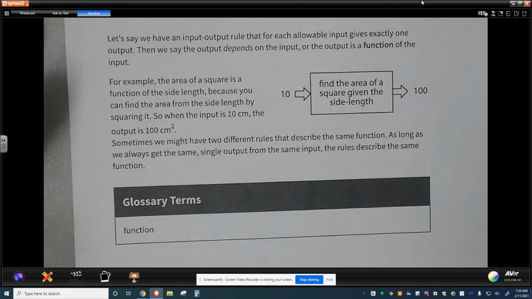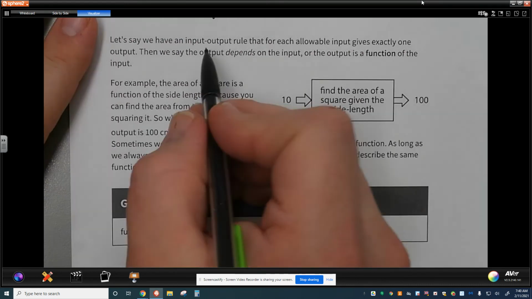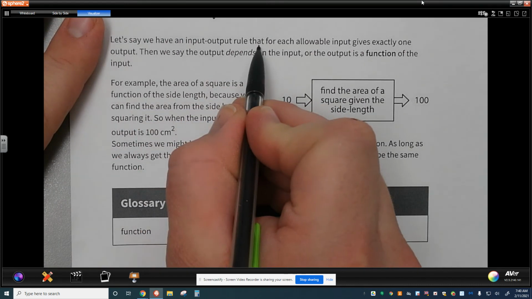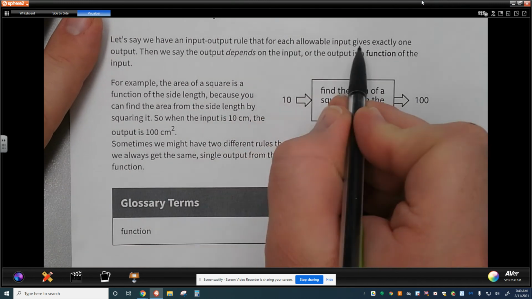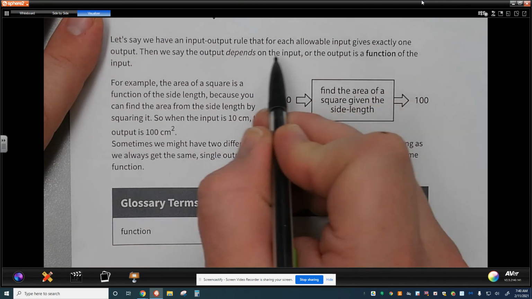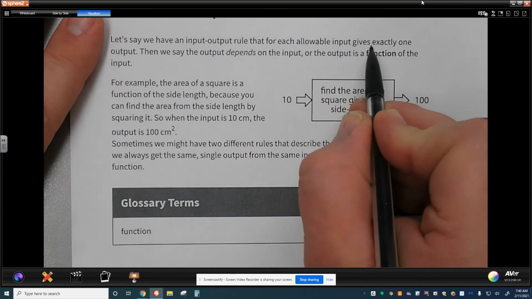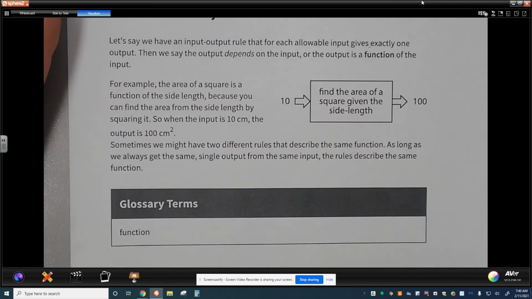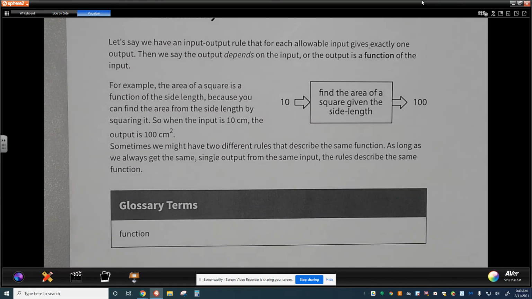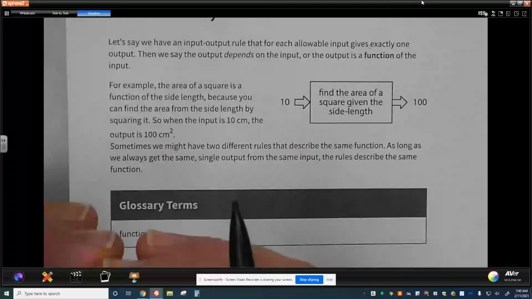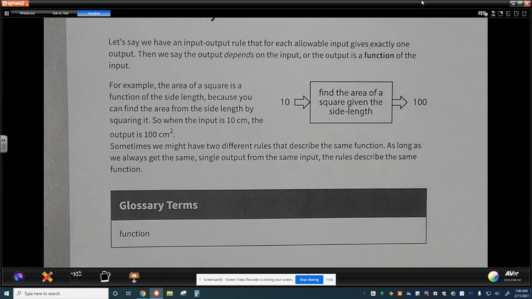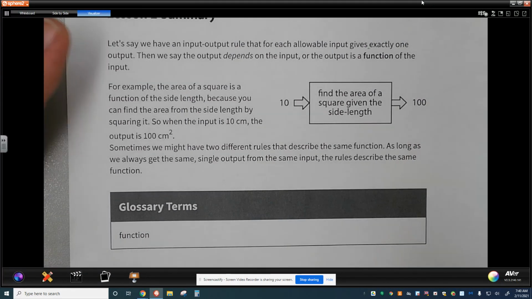Whew. Okay, that was a lot to give you. It still leaves functions a little bit ambiguous. We're going to see some more information about functions in the next lesson. But for right now, what we need to know is that if we have an input-output rule, each allowable input gives exactly one output. I guess the main concept is that if we're going to have a function, we can only have each of the inputs attached to its own unique output. We can't have an input that's going to two different numbers.